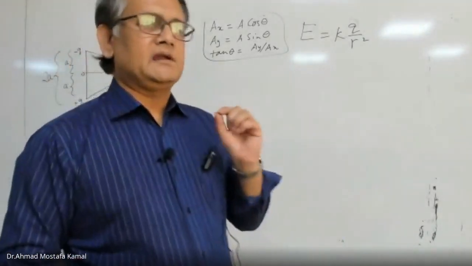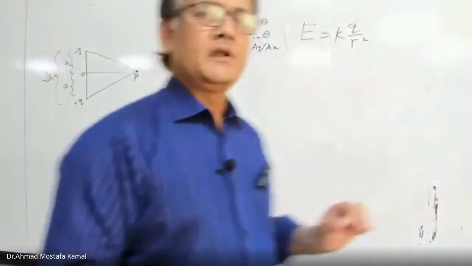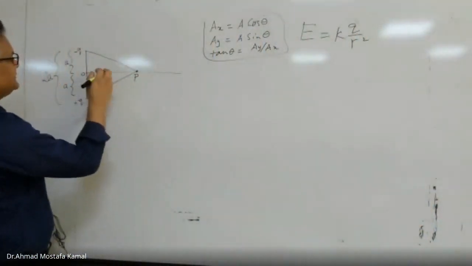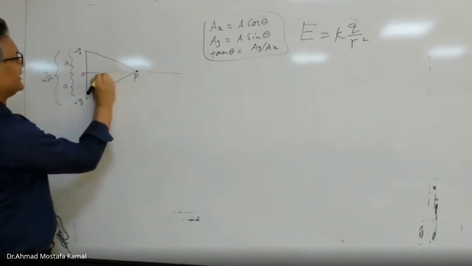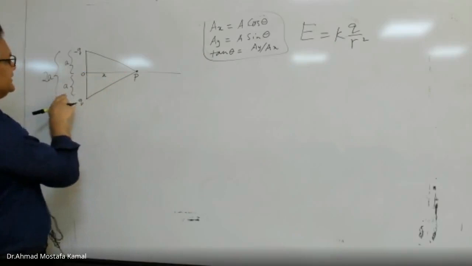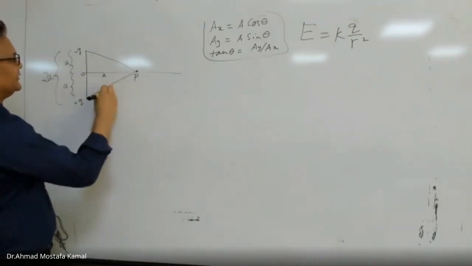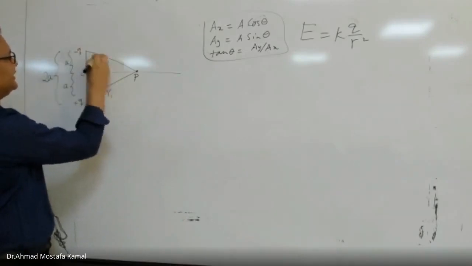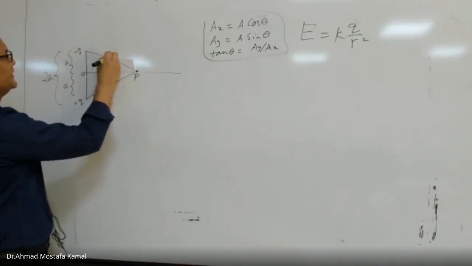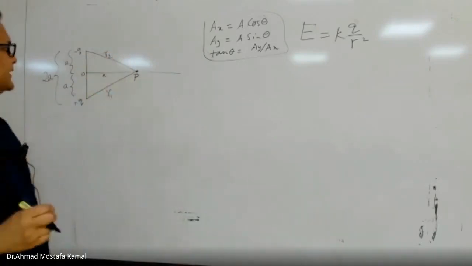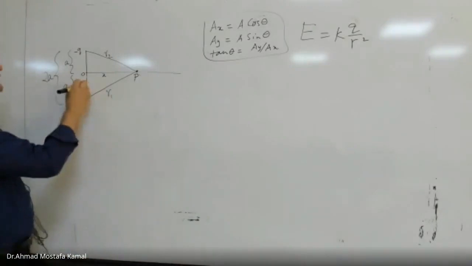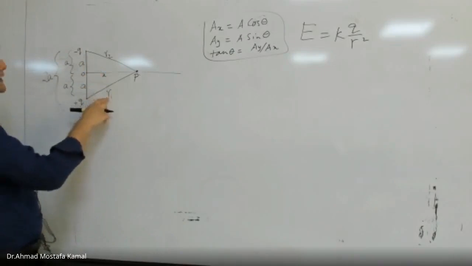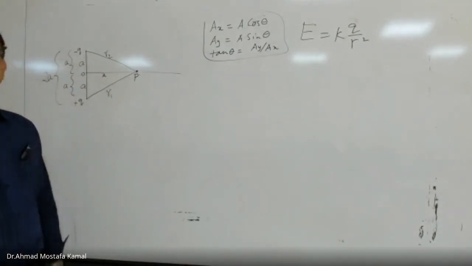Since it is a right angle triangle, we can use Pythagoras theorem to find out the distance between Q and P. Let me call OP as X, and OQ is already A, and QP is say R1. And O minus Q is already A, and minus Q to P, say this is R2. So our first target is to find R1 and R2.